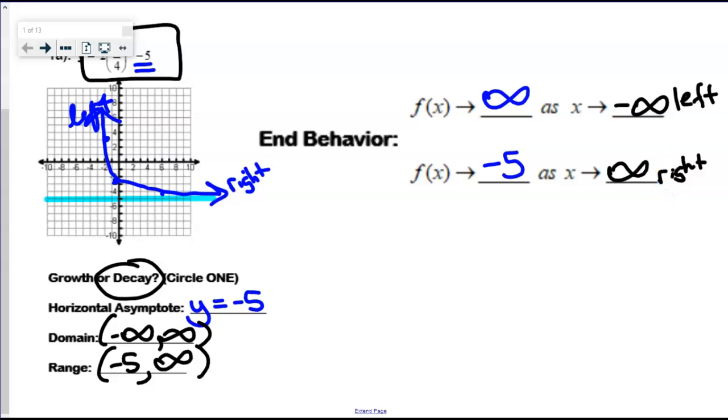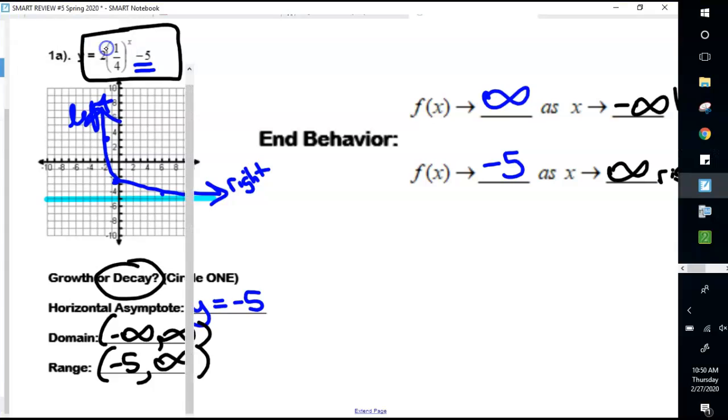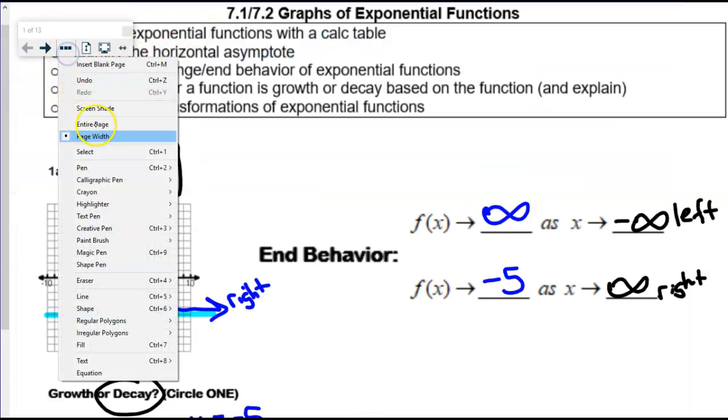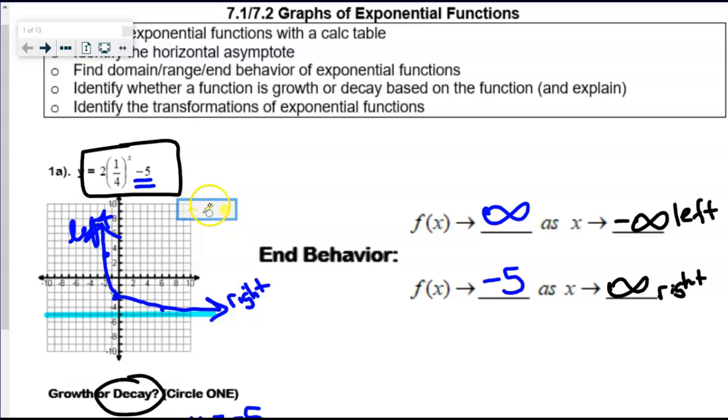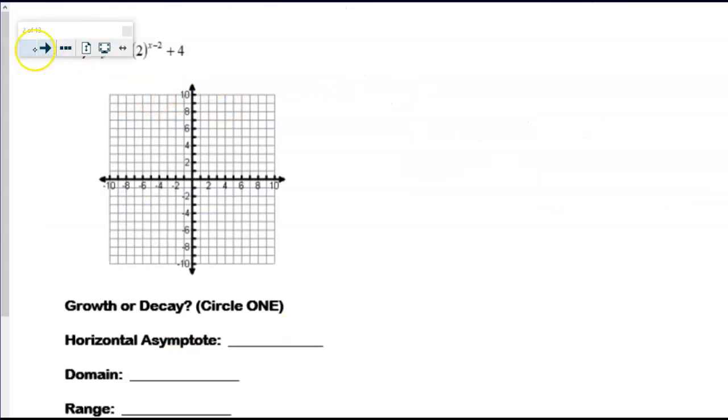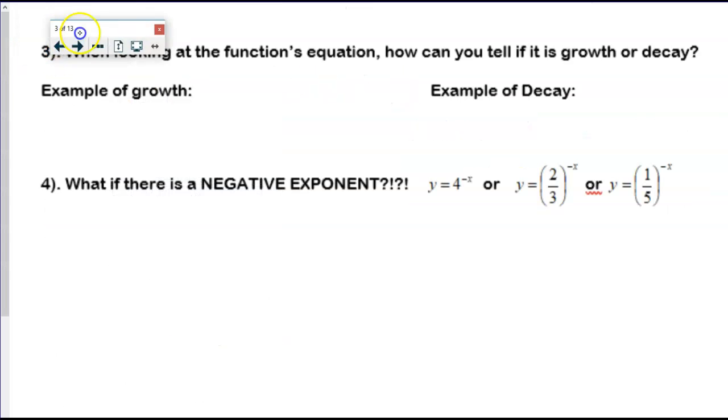A couple of things to note about these functions is that special number, -5, should show up in a whole bunch of places in your answer. I really encourage you to recognize that and maybe even highlight it. So -5 is going to show up in your end behavior. It's the asymptote, obviously. It's going to start off your range. So those numbers should all match. And if they don't match, then we're going to have some problems. All right, same style question there. I'm going to move ahead.